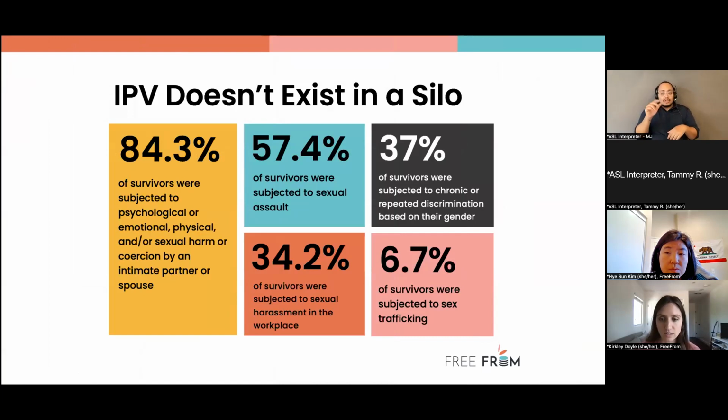And one interesting stat that was really quite devastating for our team is that the survivors in our sample were subjected to an average of 7.5 types of harm. So it's really critical to be understanding the economic impacts in a broad gender-based violence framework.